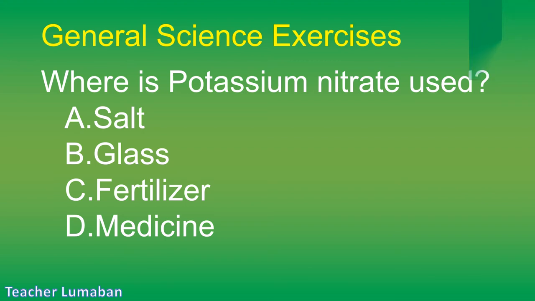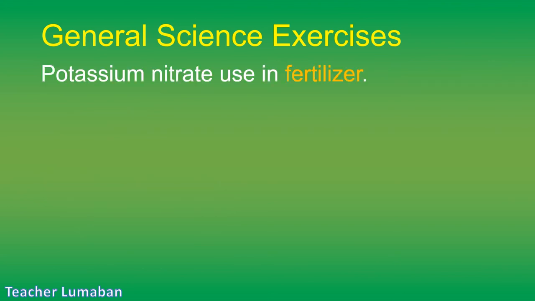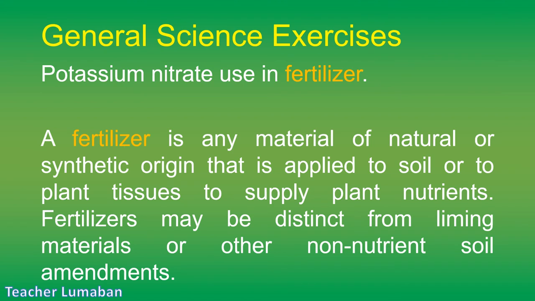The correct answer is letter C, fertilizer. Potassium nitrate is used in fertilizer. A fertilizer is any material of natural or synthetic origin that is applied to soil or to plant tissues to supply plant nutrients. Fertilizers may be distinct from liming materials or other non-nutrient soil amendments.